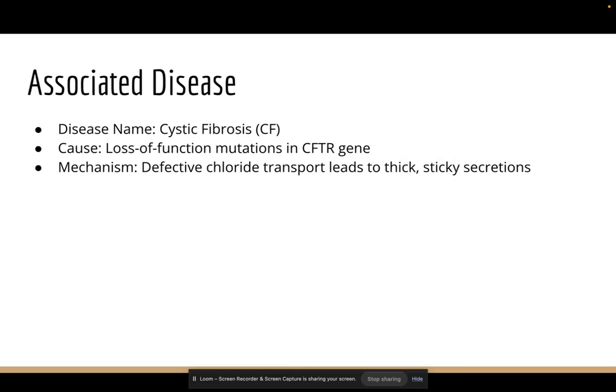Mutations in the CFTR gene lead to cystic fibrosis. These mutations cause a loss of chloride channel function, resulting in the production of abnormally thick and sticky mucus that can clog airways and ducts in various organs.